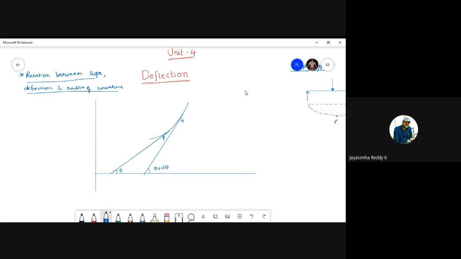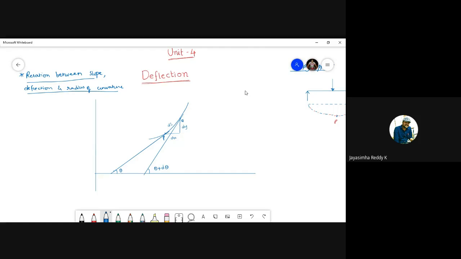Now if you just join these two lines like this, I assume this to be dy, and I assume this to be dx, and I assume this length to be ds. Is it clearly visible, guys? Yes, sir. So now the slope of this PQ can be written as dy by dx, that we know.